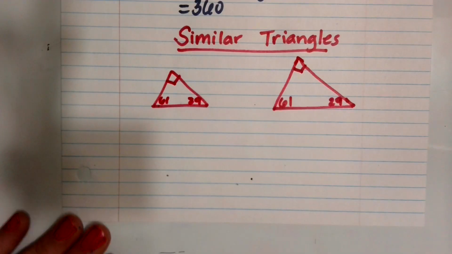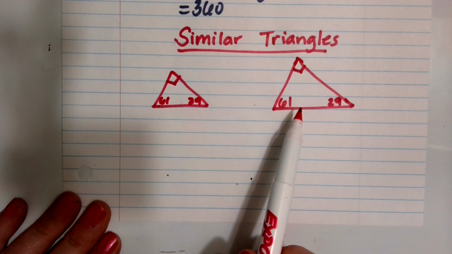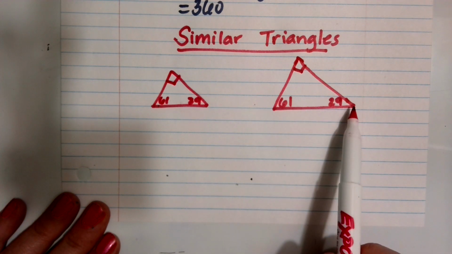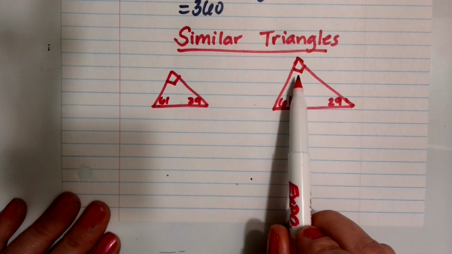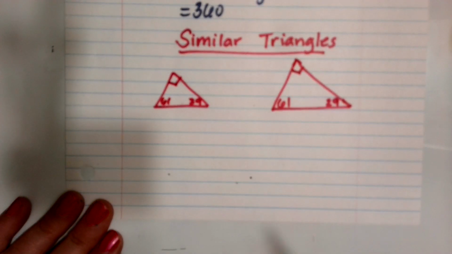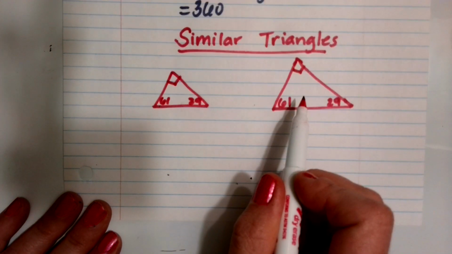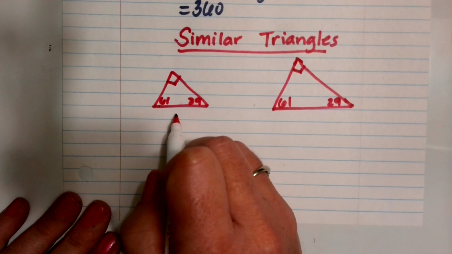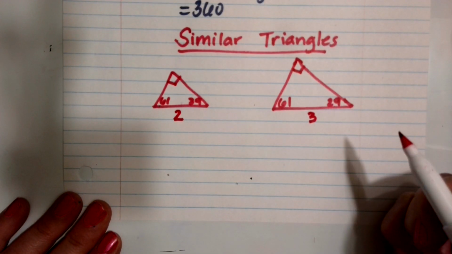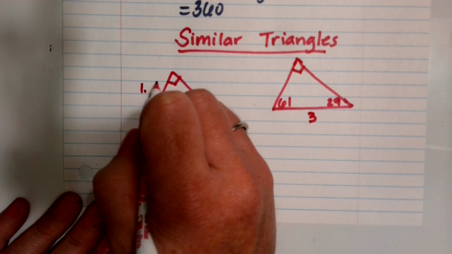Okay, so when we talk about similar triangles, they're going to have the same angle measures. So if you know that two triangles have two of the same angle measures, you're going to know they're similar because the third angle measure would have to be equal, right? That would have to equal that. Okay, so they can be different sizes. So let's say this side here is 2, and this side here is 3. And we know this side is 1.5.